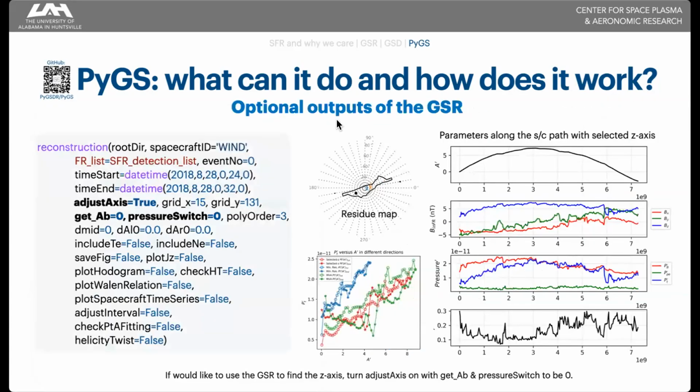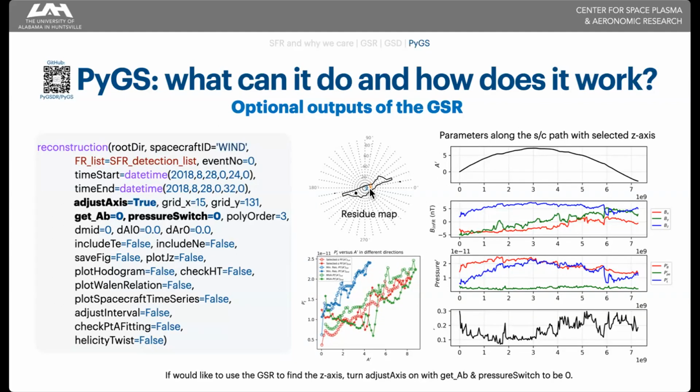Then here are the other optional outputs or features. All these figures will pop up after turning this adjust axis on. This one is recommended to do with initial settings. If either this controller is 1, then it will read the saved axis directly.